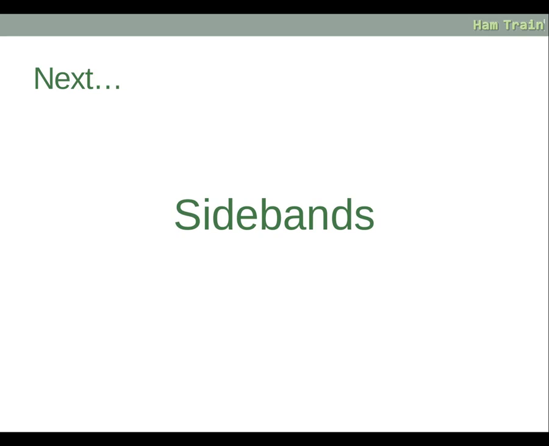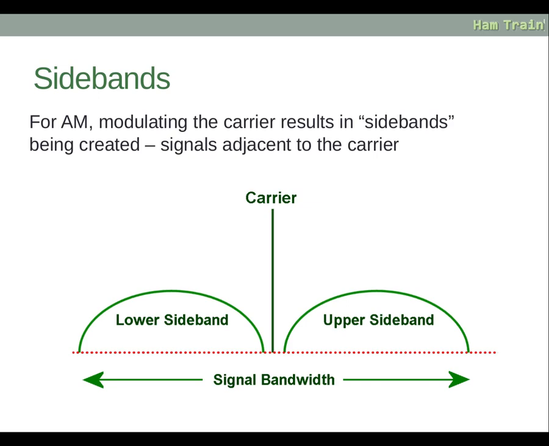So next we're going to take a look at sidebands. For amplitude modulation, modulating the carrier results in something called a sideband being created, signals adjacent to the carrier itself. Looking at this diagram, you'll see the carrier down the middle, so that is the frequency that's produced by the radio, and then we will have a lower sideband and an upper sideband.